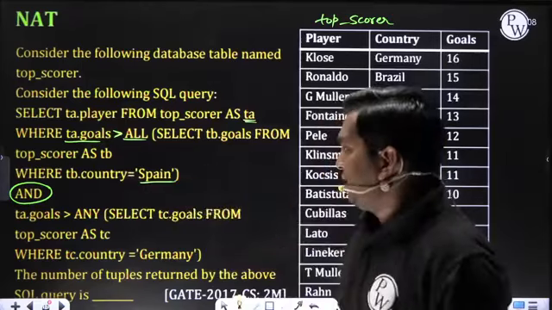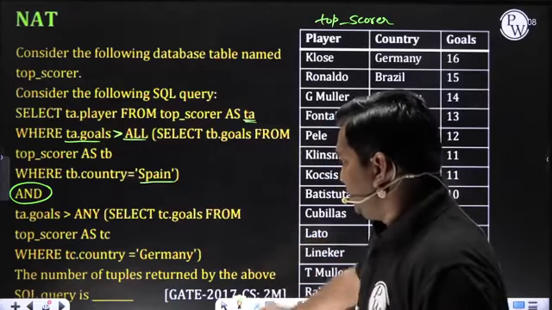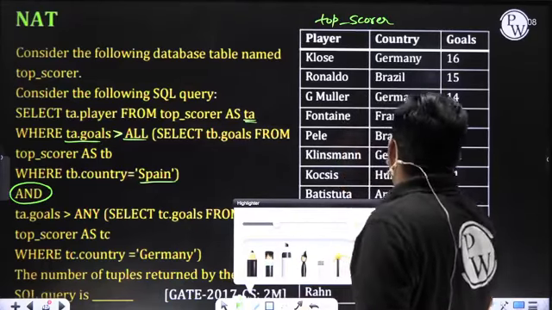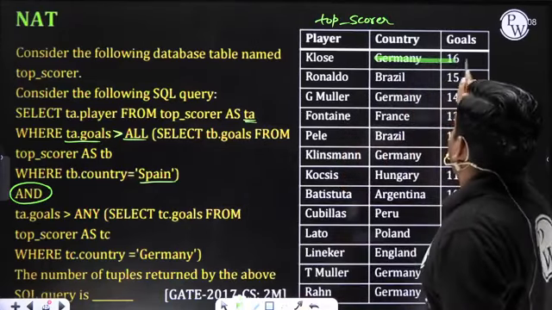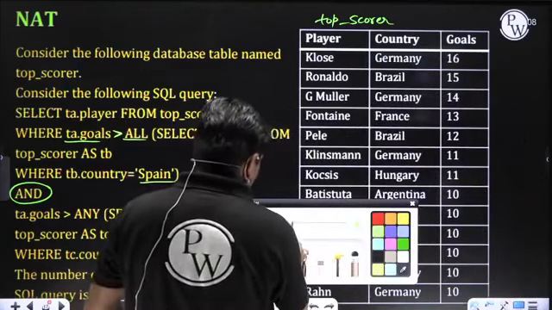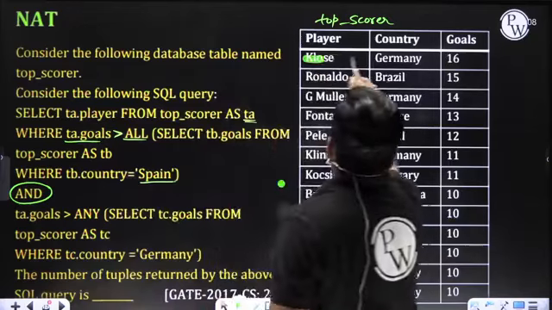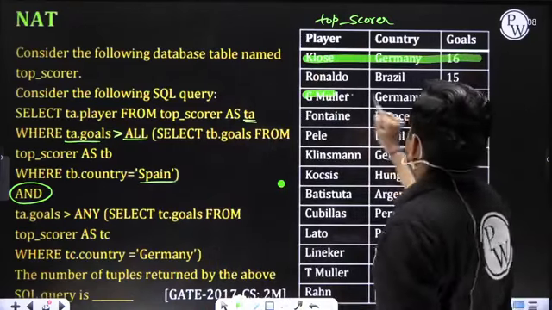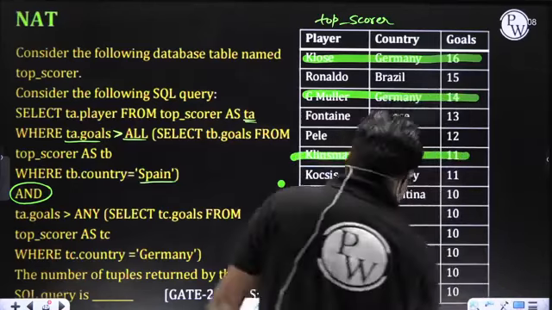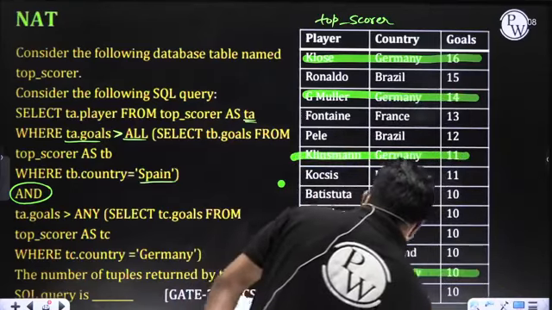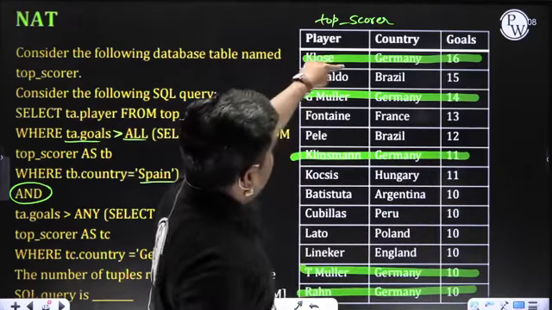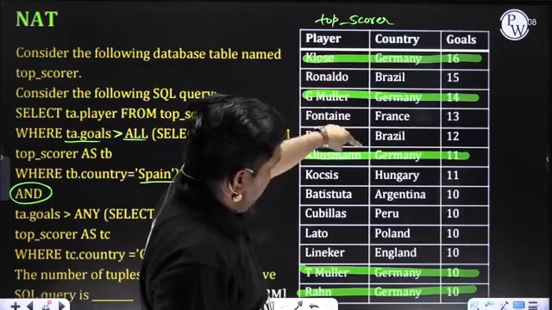Now here is the AND operator. Second is what? TC.country equal to Germany. So here you can see which rows have Germany, and what is the goal for Germany? Here you can say this one is Germany, 14, 11, 10 and 10. Meaning to say, here you see Germany having 16, 14, 11 and 10.